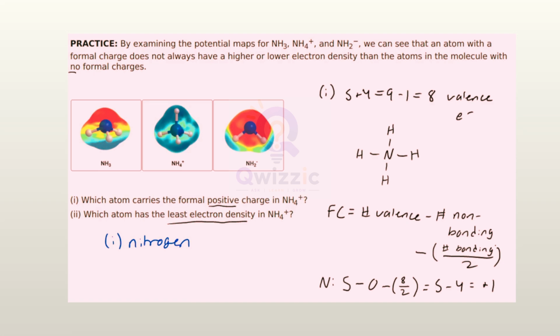Right? So because our hydrogens are in the dark blue areas of our potential map, they have the more positive electrostatic potential and therefore the least electron density. So for part 2, that's going to correspond to hydrogen having the least electron density. And this is going to correspond to option A within the multiple choice. So this is going to be your final answer.